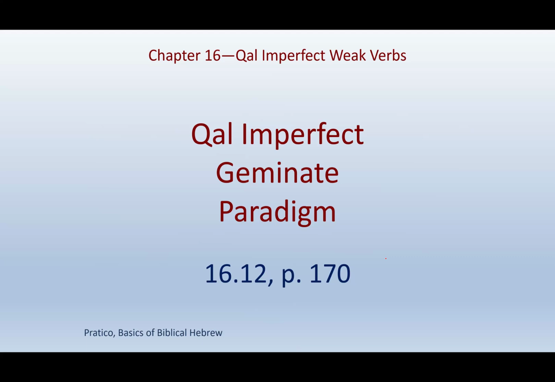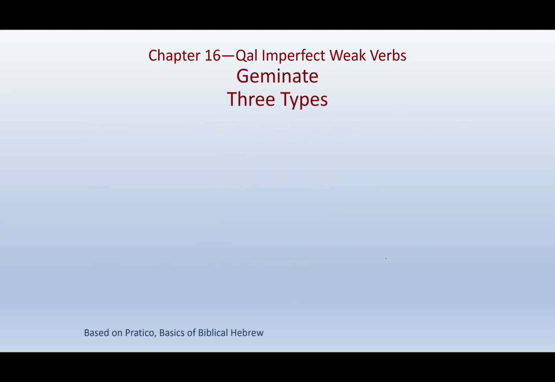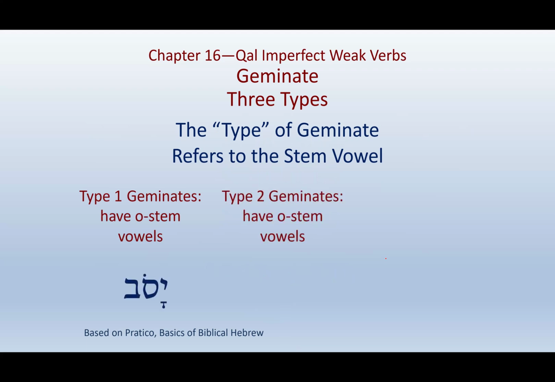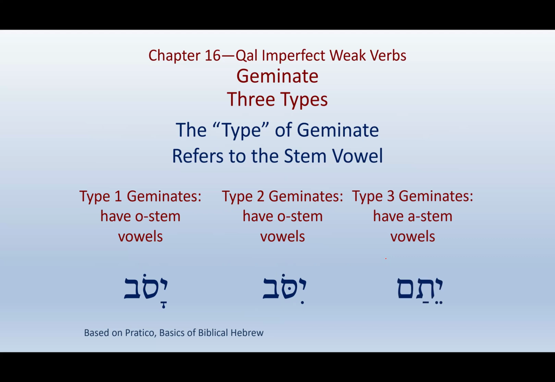Now let's look at the details. So 3 types, as we see in the book here, type 1, 2, 3 for geminates. The type of geminate refers to the stem vowel. We have type 1 geminates that have the O vowels. We have type 2 geminates that have O vowels. Notice the difference here is the dagesh. But the O vowel is the same. We have a dagesh in the samech on the right. And then the type 3 have A stem vowels. Yetam. So those are the 3 types, and so the A vowel for the 3rd type.